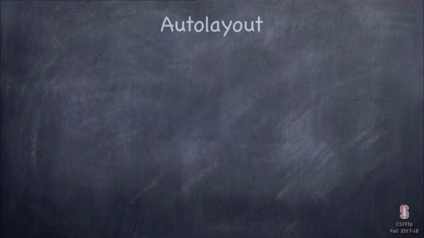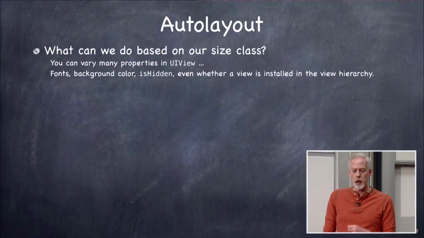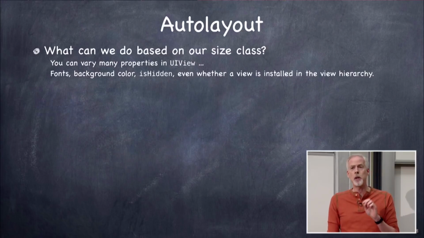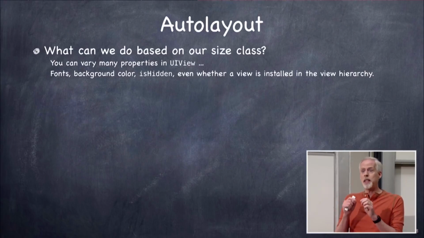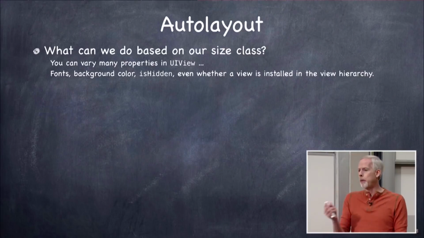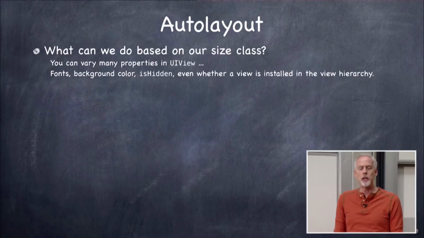Okay? Now, we know the size class we're in. We always know that as our MVC is doing its business. Okay? What can we do based on that knowledge? Well, one thing we can do is vary a lot of view properties, like the fonts on a UI label, for example, the background color even, whether a view is hidden or not, even whether a view is even in the view hierarchy can be controlled by a size class. So if you're compact height, maybe you have a view that's just completely hidden in compact height. Maybe it only appears in regular height. That's perfectly controllable using your size class.